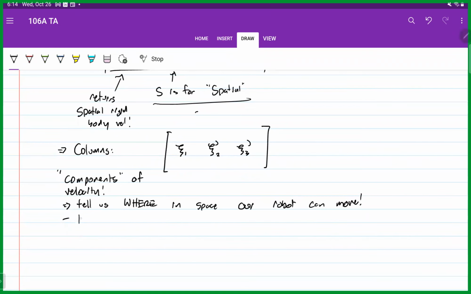So, right, our actual velocity is just determined by scaling and adding these columns.